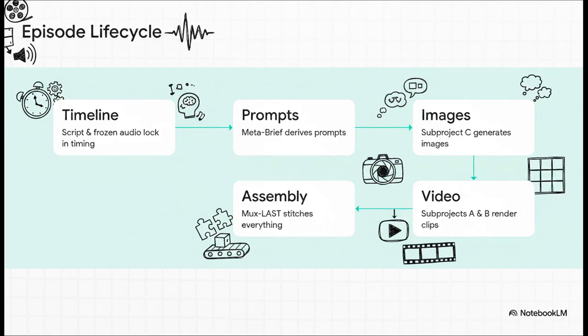Step 1, the script and frozen audio lock in the timeline. Step 2, a metabrief automatically derives all the rich creative prompts, meaning you don't need to do manual prompt engineering for every single shot. Step 3, Subproject C takes those and generates the foundational images. Step 4, subprojects A and B grab those images and the audio and render the actual video clips. And finally, Step 5, the system stitches the whole thing together. It is a perfectly sequenced, automated assembly line.